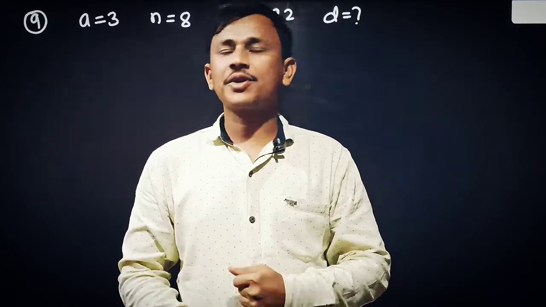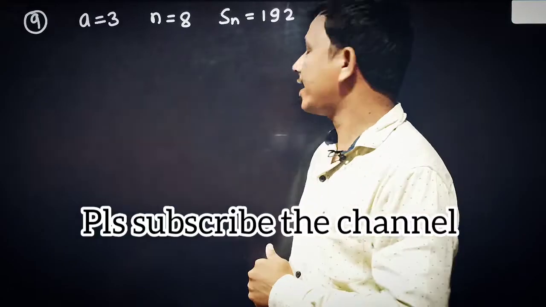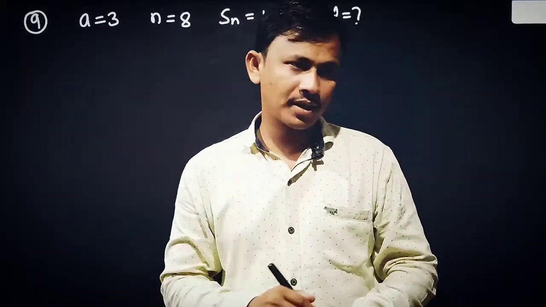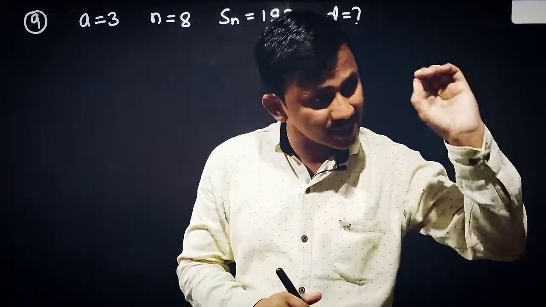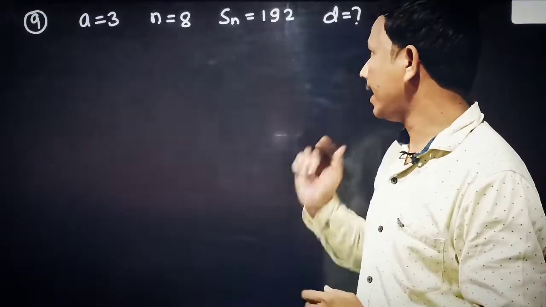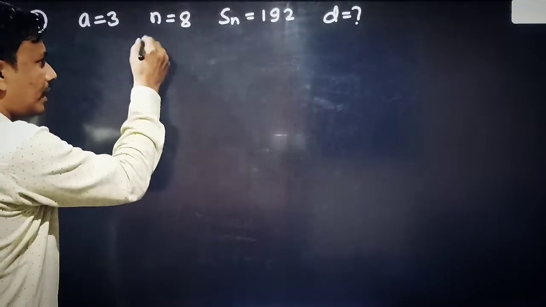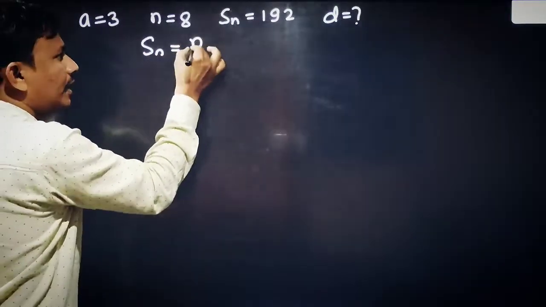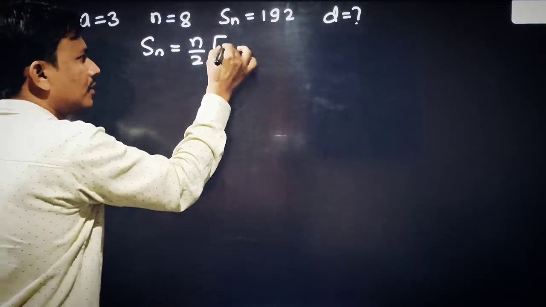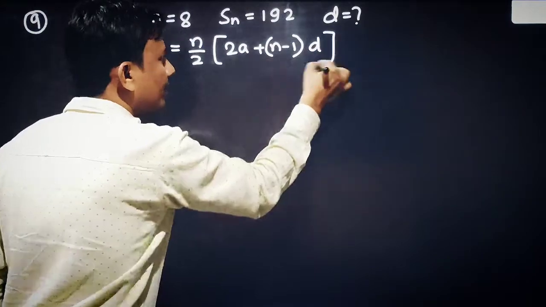Ninth question. The question is a is equal to 3, n is equal to 8, Sn is equal to 192, d is equal to question mark. S is nothing but Sn only, correct? What we need to find out? d. We know the formula. Big Sn formula: Sn is equal to n divided by 2 in bracket 2a plus n minus 1 into d.